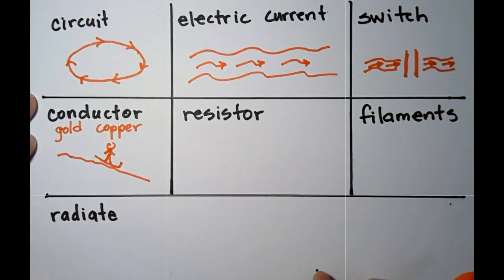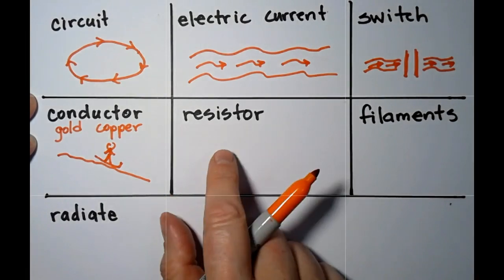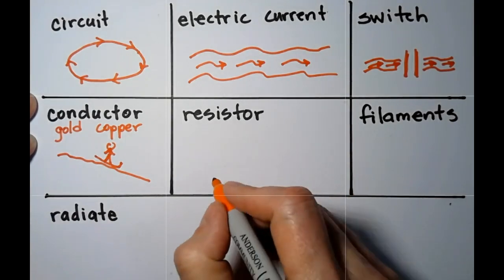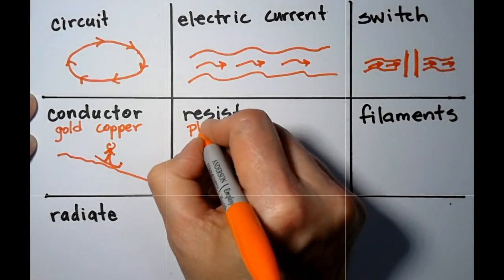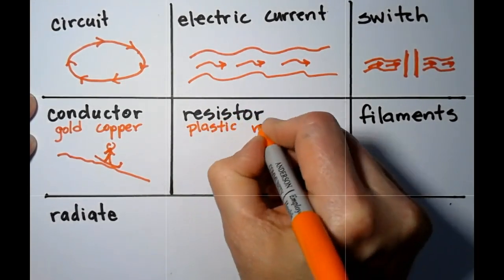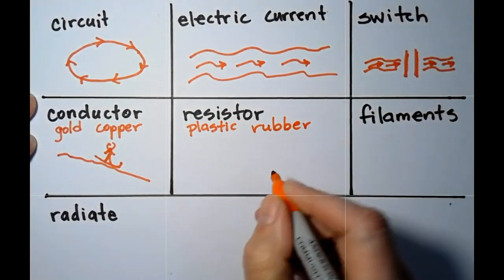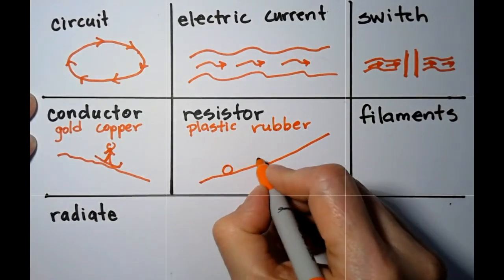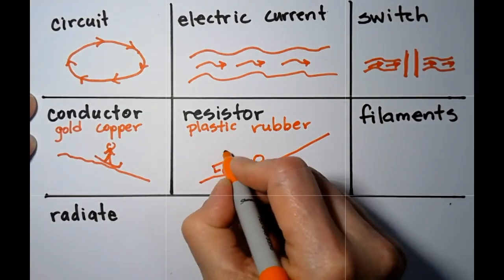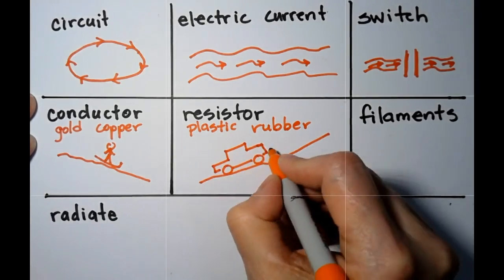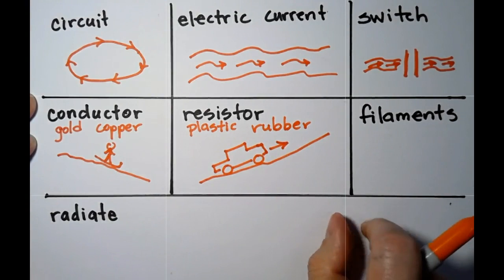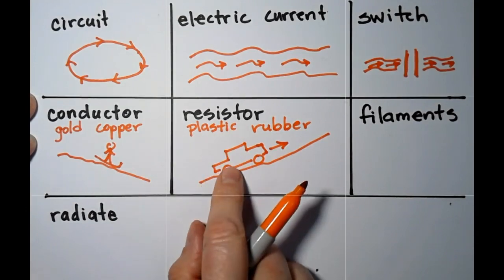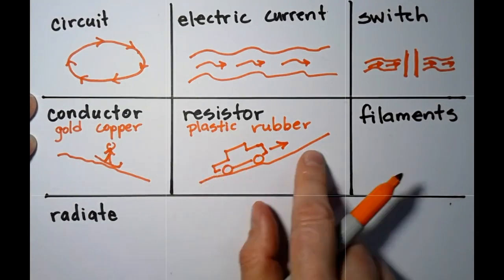Whereas a resistor is the opposite. Okay, well, not quite the opposite. It doesn't stop it, but it makes it more difficult. Okay, so for a resistor, things like plastic, rubber. Okay, instead of going down the hill, we are going up the hill. And if you've ever tried to push anything up a hill, you know that it is much more difficult to push it up the hill than it is to push it or let it go down the hill. So the resistor, things that limit the flow of electricity.